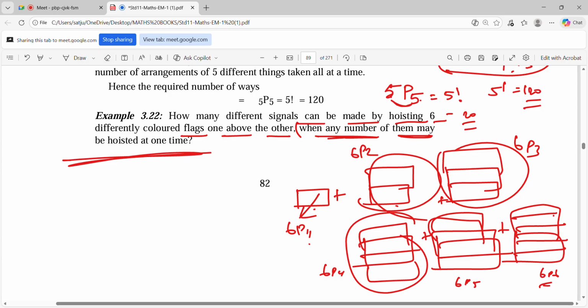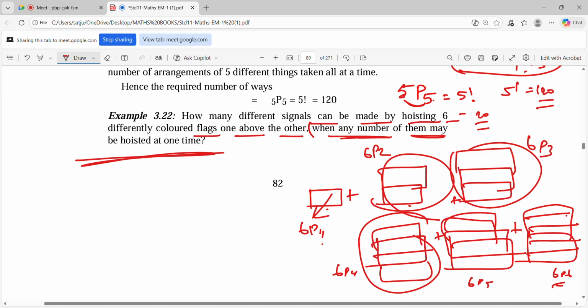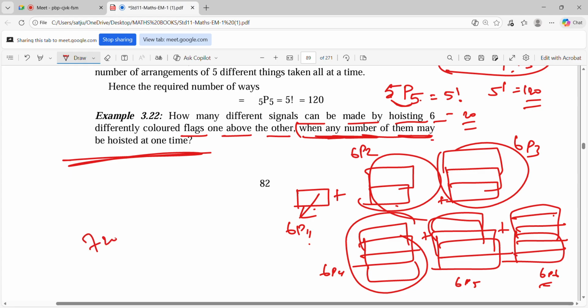Why? This is the important why. Why important? When any number of them may be hoisted, that is why. See, your option may contain 720 also. Possible to make a mistake. But here you have to be very careful. Any number of them may be used at one time means what? 1 possible, 2 possible, 3 possible, 4 possible, 5 possible, 6 possible. Got it? Everyone, shall I move to the next?